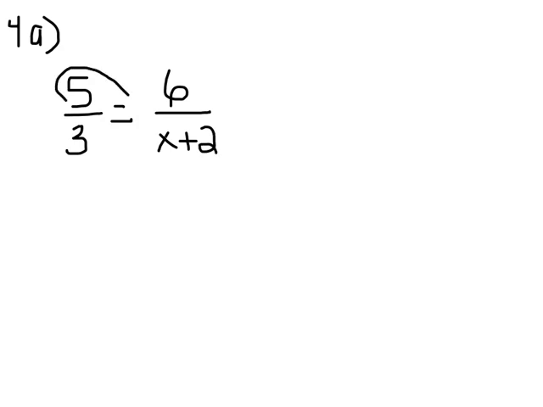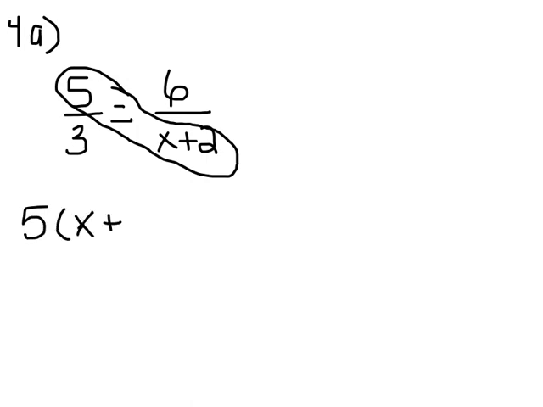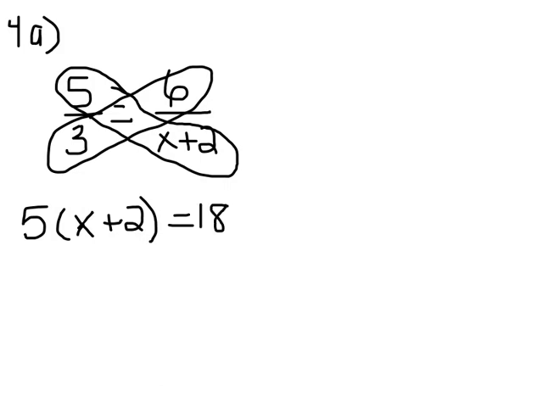In example 4a, we'll be solving the proportion 5 over 3 equals 6 over x plus 2. Again, when we cross multiply, we have 5 times an expression. So we're going to have to put this x plus 2 in parentheses, and then we'll end up having to do out the distributive property. This equals 3 times 6, which is 18. So when we do out the distributive property, we get 5x plus 10 equals 18.